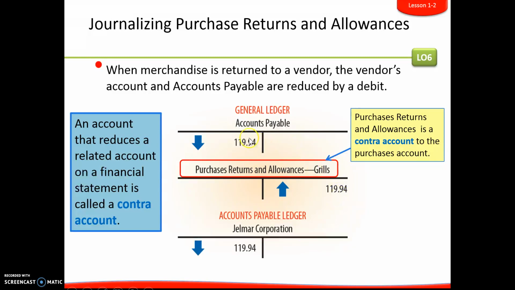So you can see what happens is our accounts payable goes down with a debit because we don't owe them that much anymore. We're returning it. And then our purchase returns goes up with a credit. Because remember, purchases is a normal balance of a debit. So since it's a contra account, it's the opposite of that.